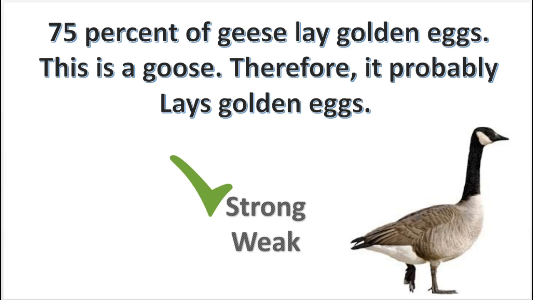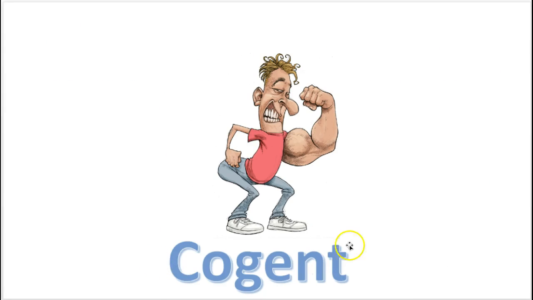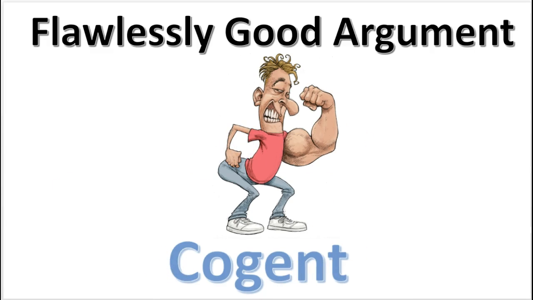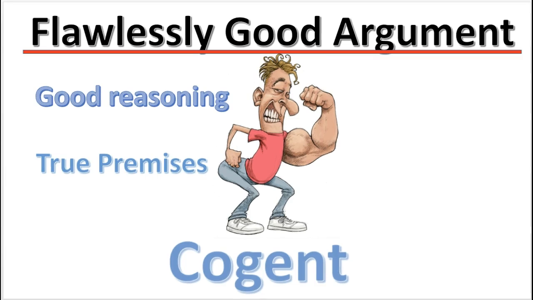Now you remember this argument, the golden geese laying eggs. It followed 75% probability, so it makes it a strong argument. But you know that the premises are untrue, and it's uncogent because geese do not lay golden eggs. Okay, so a cogent argument is a flawlessly good argument. It has good reasoning, that is, the premises support the conclusion, and it has true premises. Therefore, it's a flawlessly good argument.